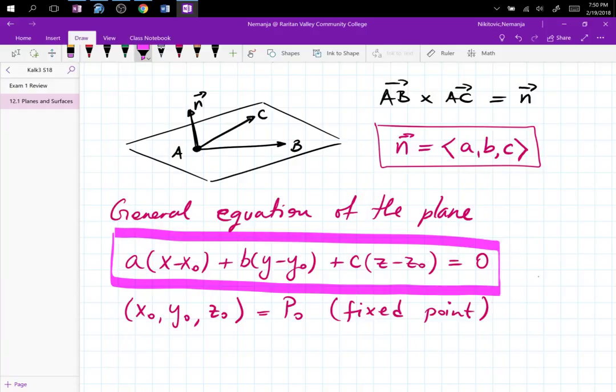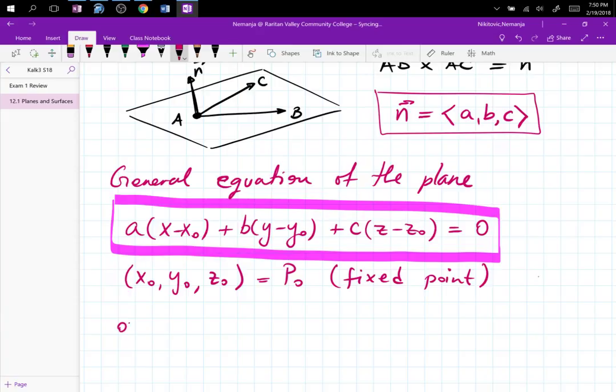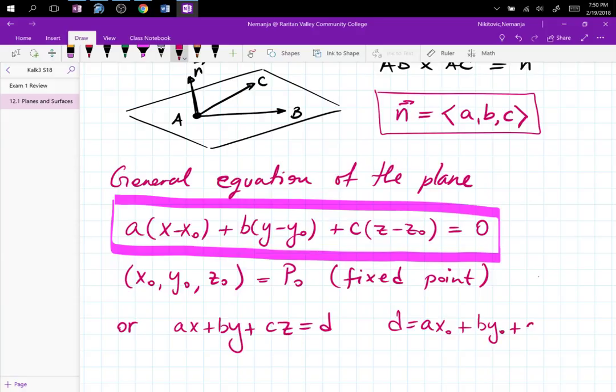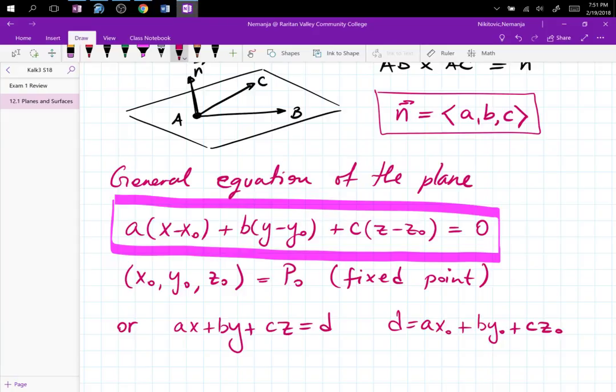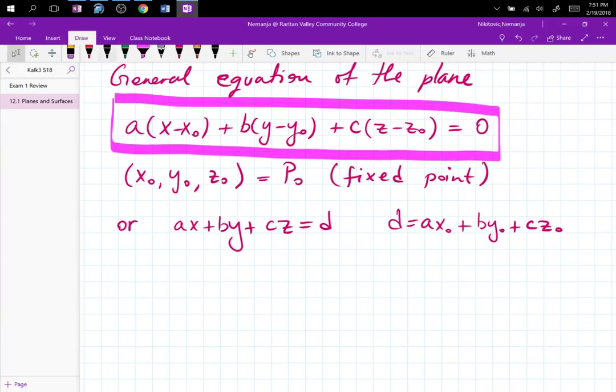For the plane. And then there is the other form: ax + by + cz = d. When you distribute everything, you get this ax0, right? You get all of those. So d is ax0 + by0 + cz0, if you want to use it that way. Is this going? Yes. Okay, good. So we have now the equation of the plane. Let's do the example right away.